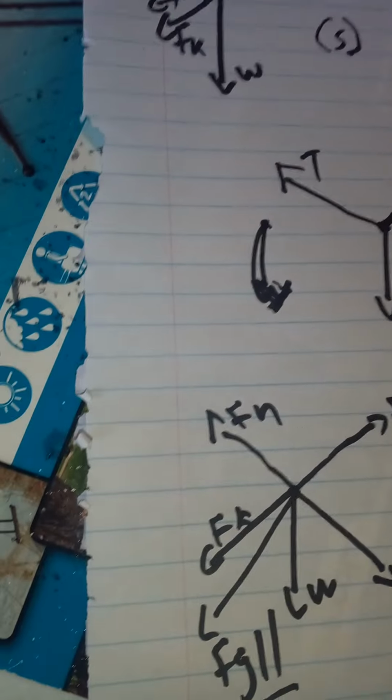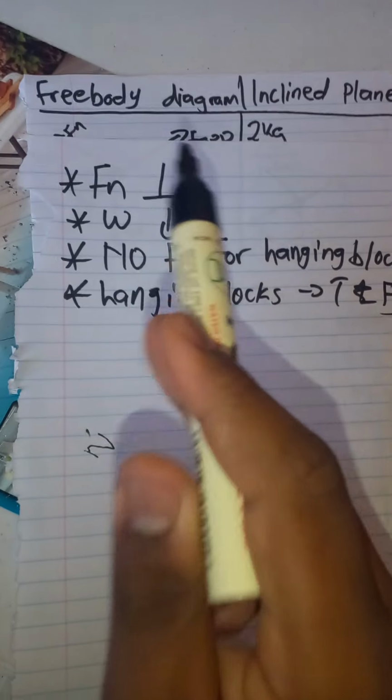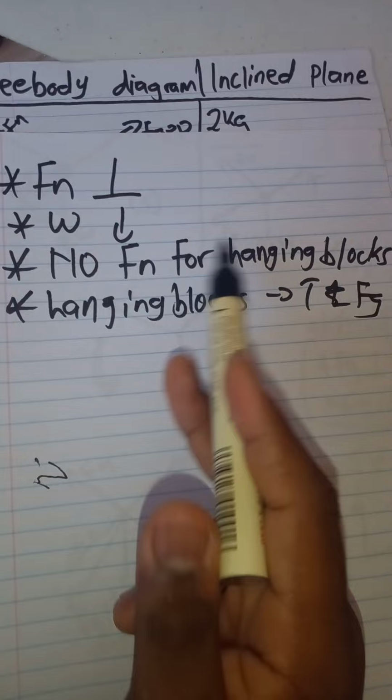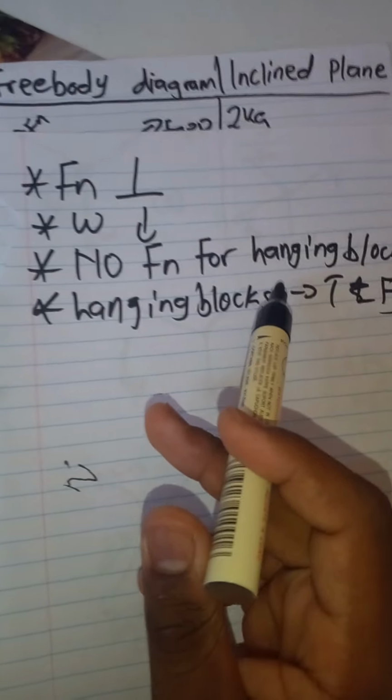Okay, so let me tell you a few things. This is what you just have to know: the normal force is perpendicular and the weight is always a downward force. There is no normal force for hanging blocks, and hanging blocks have the tension and the weight, unless maybe there is friction on the hanging block. That's when you can include it.